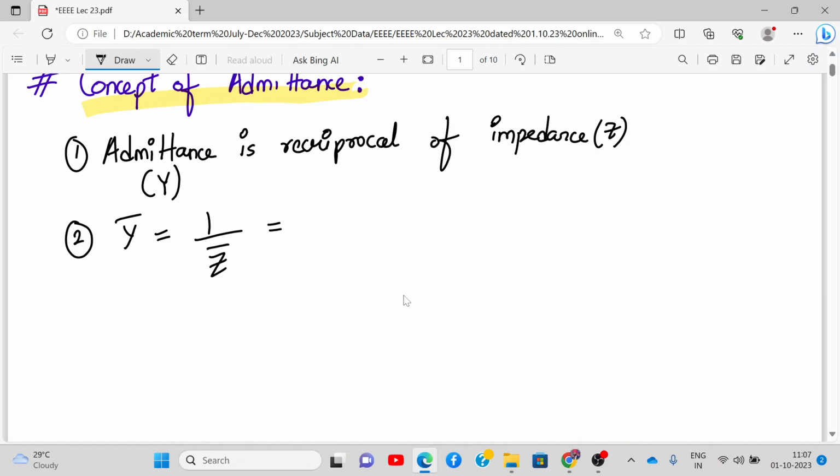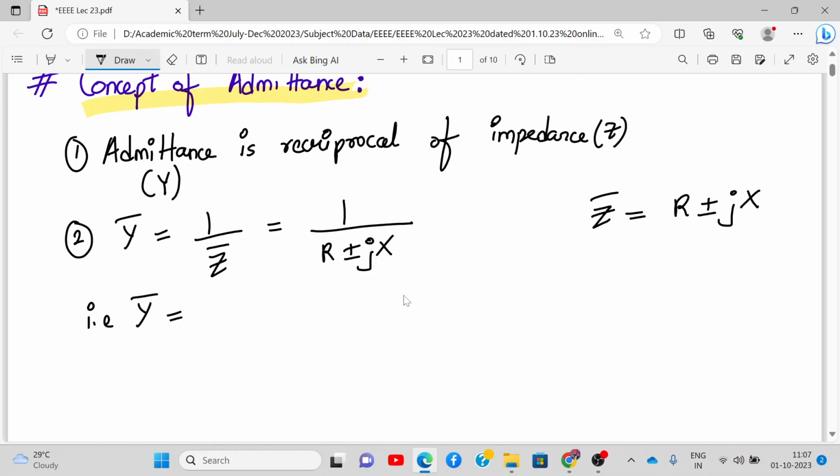Now let's say Z bar. Normally, how do we represent Z bar? R plus minus JX. Whether it is XC, XL or XL minus XC, whether it is plus or minus depends upon the nature of the AC circuit. So I can write it here as 1 divided by R plus minus JX. Y bar is equal to 1 upon R plus minus JX.